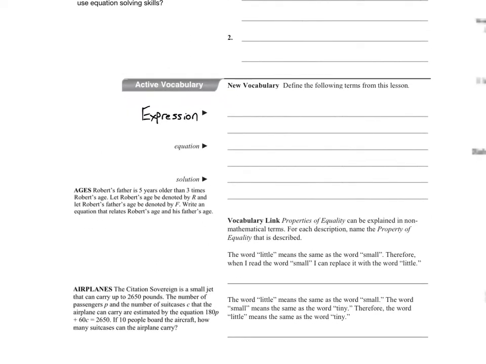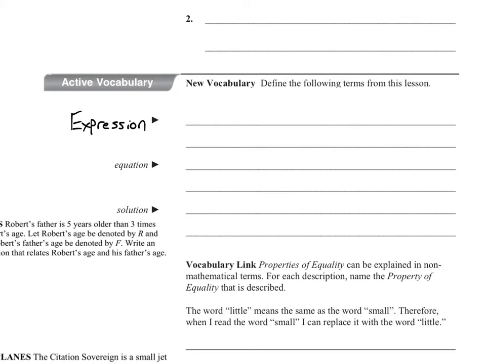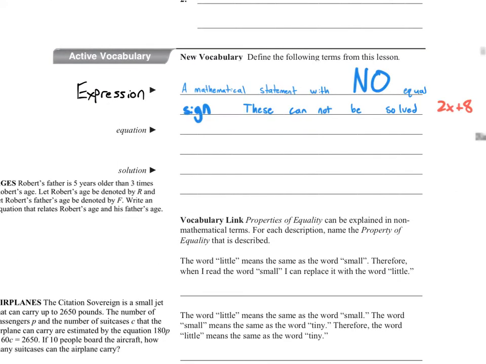There's some key vocabulary words to solving equations and dealing with some of the different components. So we're going to take some time and write these down and quickly discuss them. The first one is an expression. An expression is a mathematical statement with no equal sign. So an expression has no equal sign.